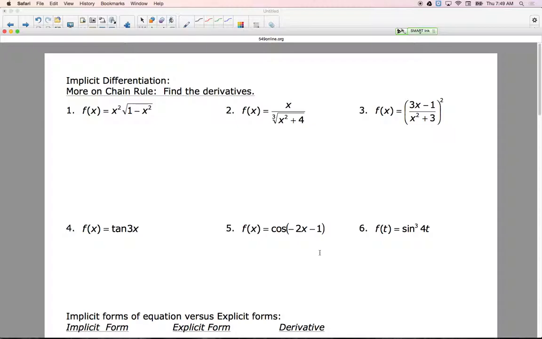The one I want to do is 1 or 2 and then 3. Do you have a preference? Do you want to see quotient rule or product rule with factoring out the least power?